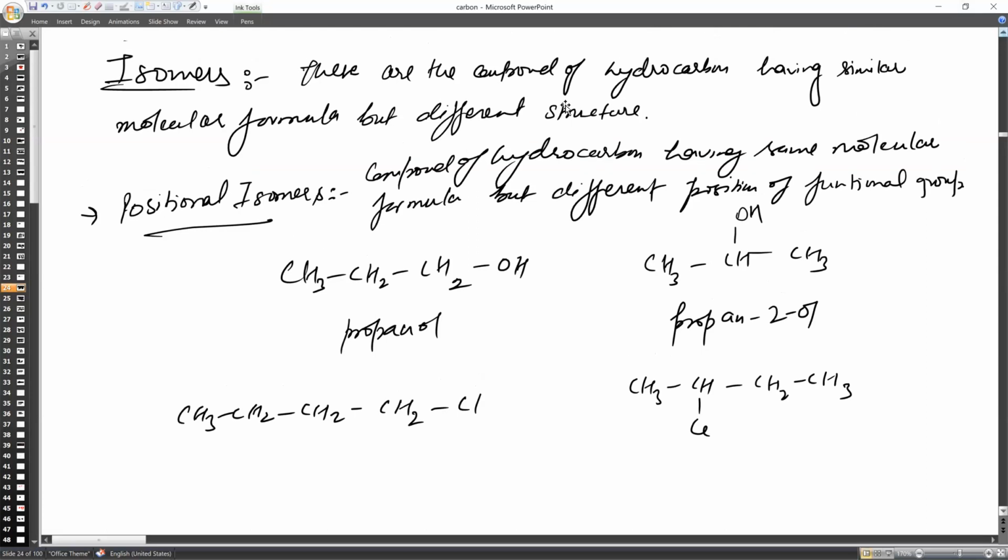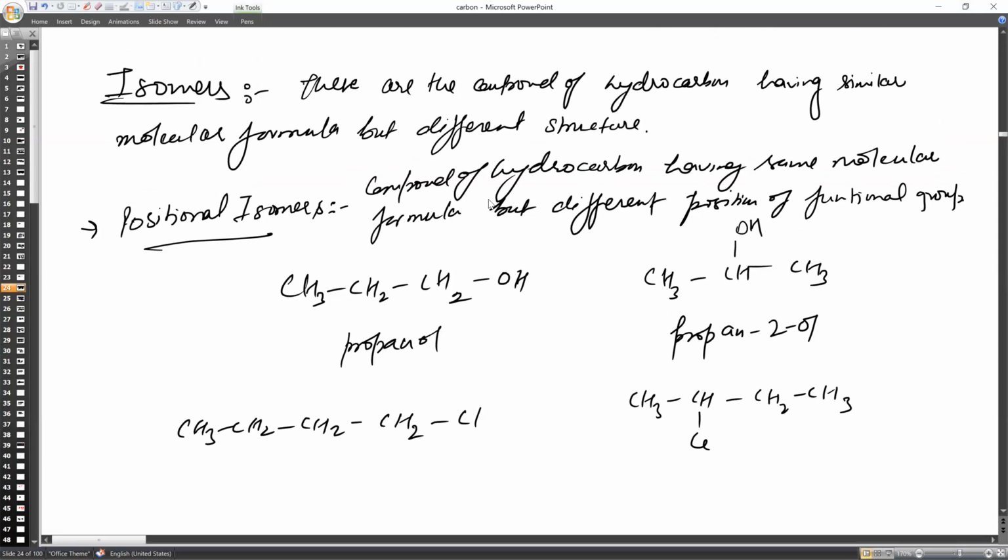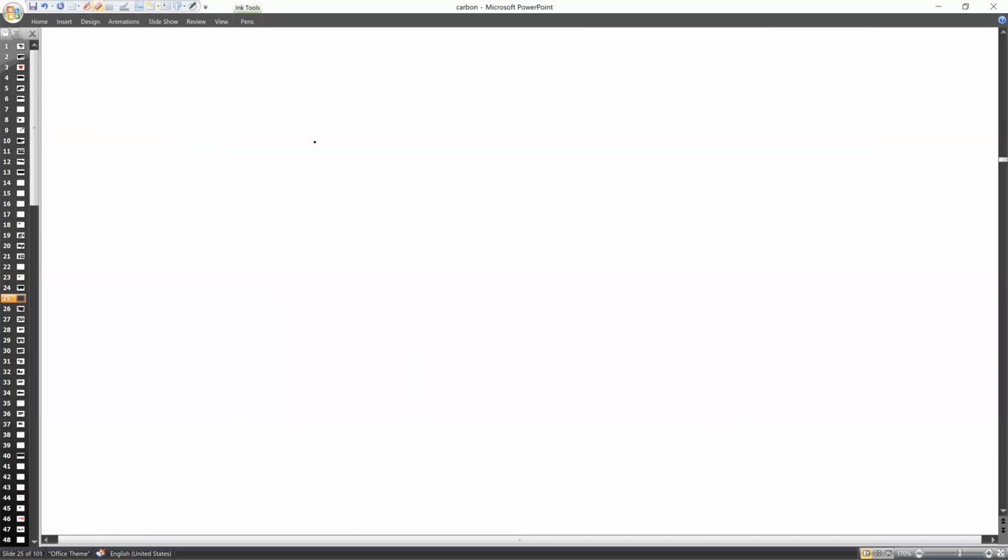What are isomers? These are the compounds of hydrocarbons having the same molecular formula but different structural formula. We can explain it in many ways. For example, if I write a formula here, C4H8O. So it can be written like this.